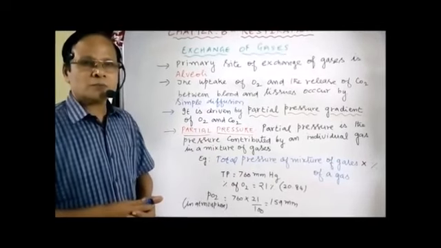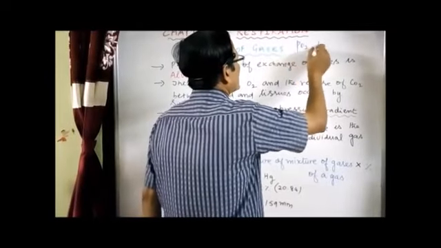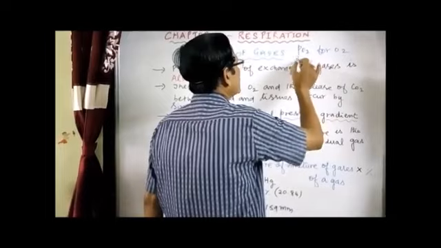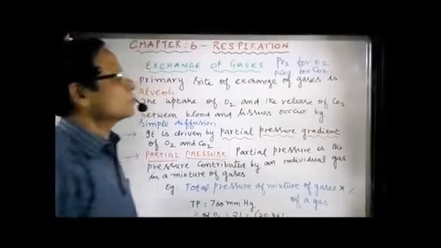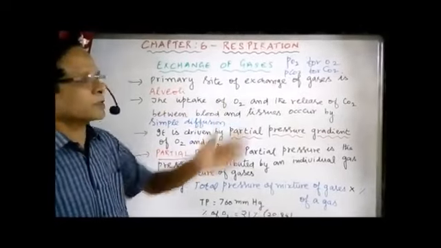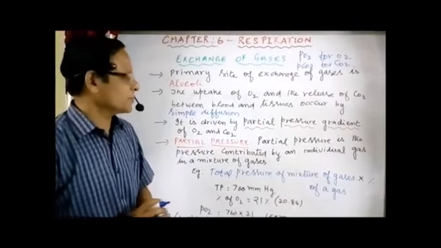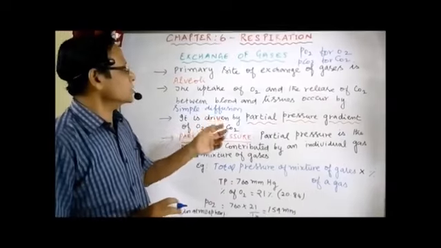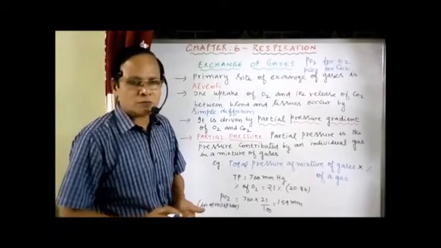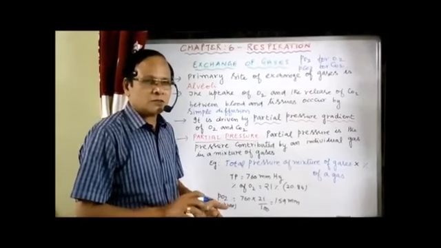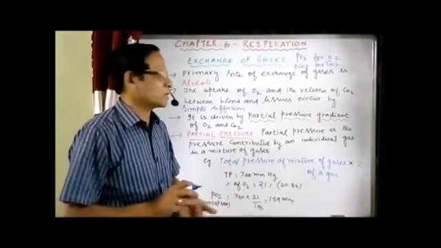Normally the partial pressure is expressed as PO2 for oxygen and PCO2 for carbon dioxide. This is the expression of partial pressure of oxygen and carbon dioxide. Okay, let's see just a few points related to the exchange of gases. How does it occur? How does oxygen move from the alveolus and reach the tissues, and how is carbon dioxide removed from the tissues and reaches the lungs for elimination?